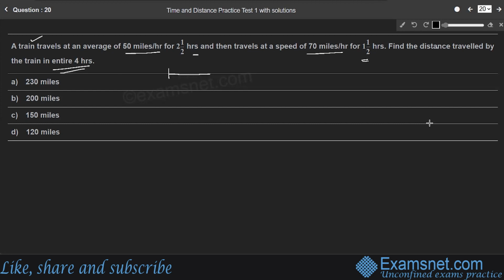Here, for the first 2.5 hours, what is the distance traveled by the train? Let it be D1. In the first 2.5 hours, the train is traveling with the speed of 50 miles per hour. And in the next 1.5 hours, it traveled with the speed of 70 miles per hour. With that speed, the train covers D2 distance.